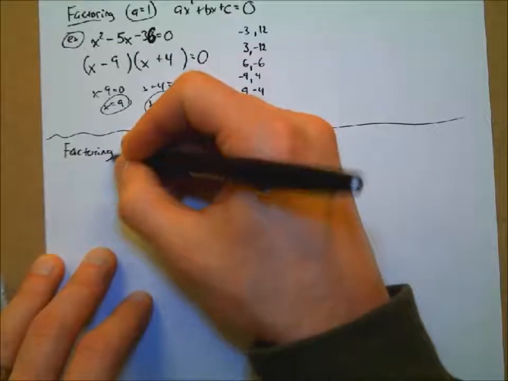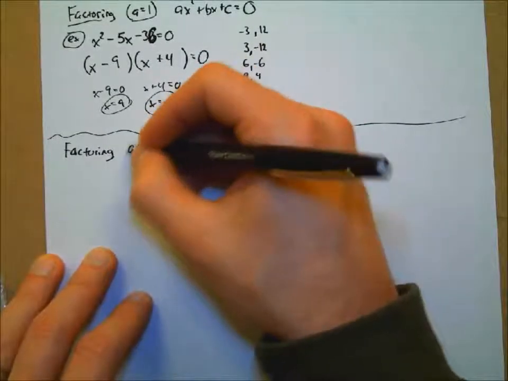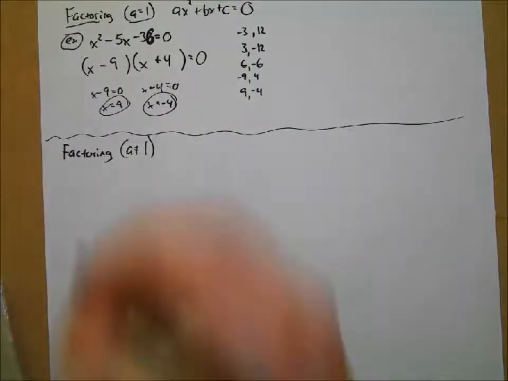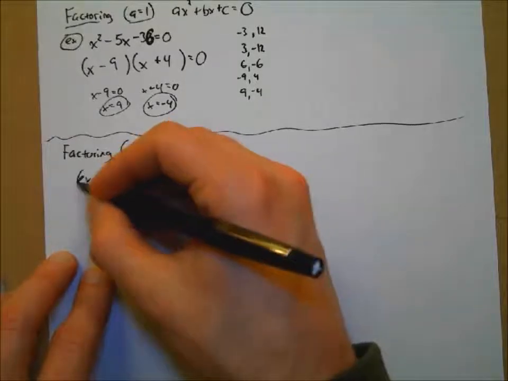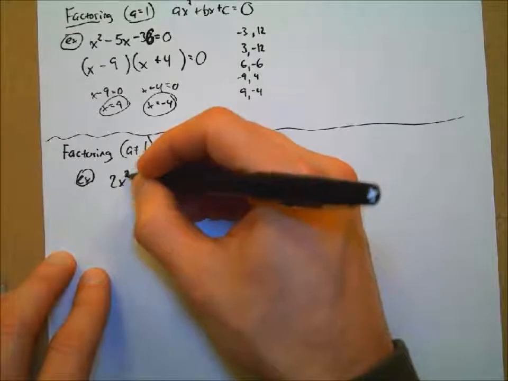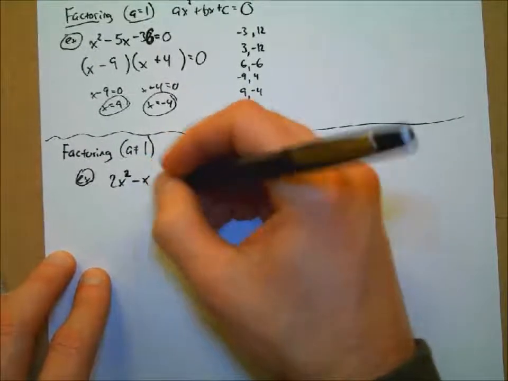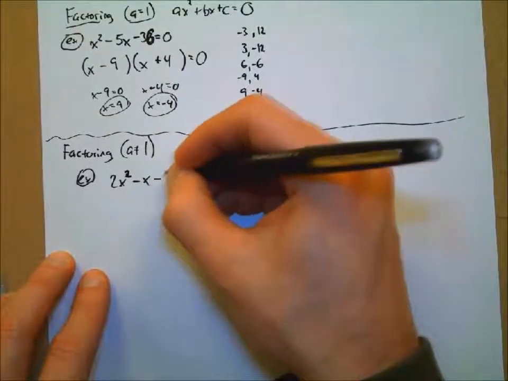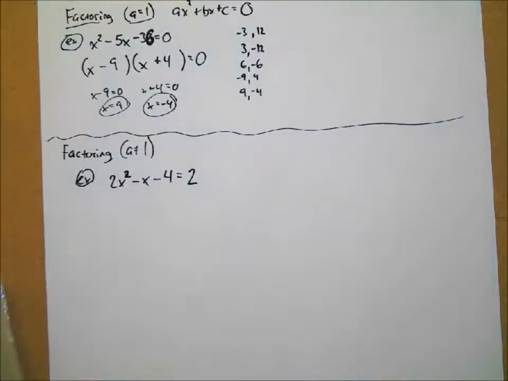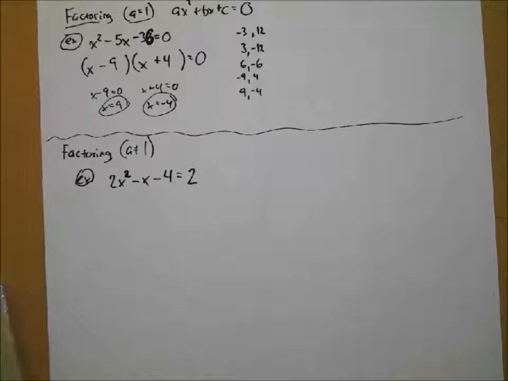Let's jump to a harder one now, when a is not equal to 1. Okay, and so let's say we've got here for our example 2x squared minus x minus 4 equals 2.